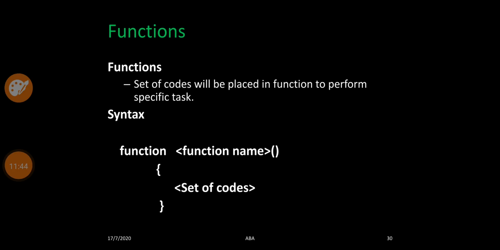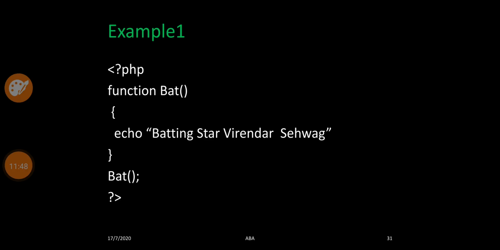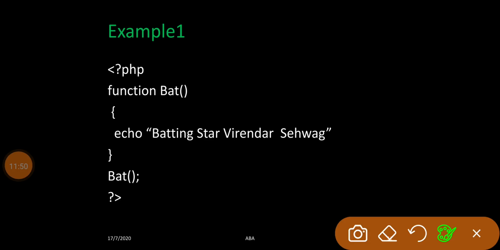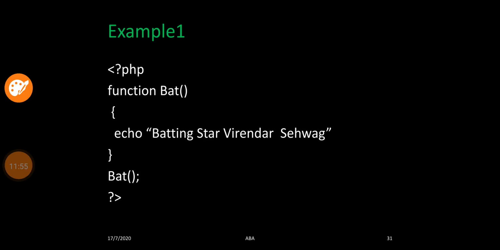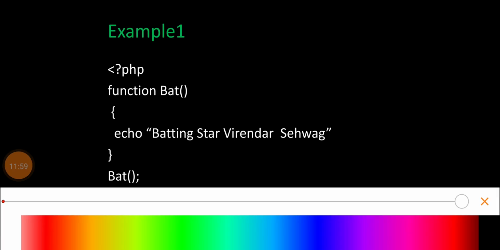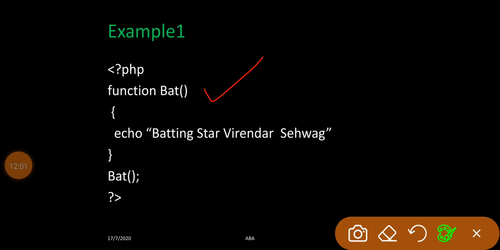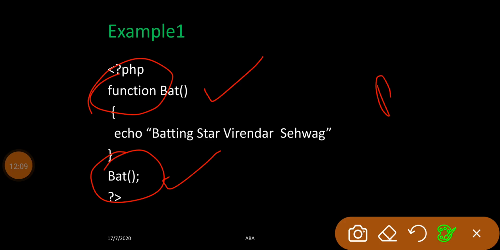So function: a set of code placed in a function to perform a specific task. If you want to declare any function in PHP, the keyword function should be used. Function bat, echo batting star within the Sevak. Then you can call the function using the function name. So the output is batting star within the Sevak.